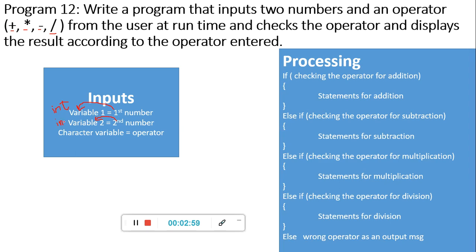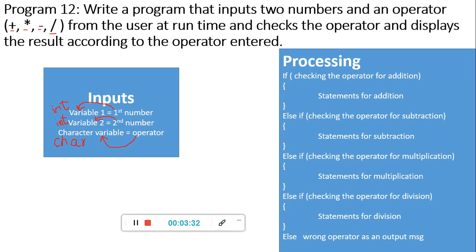And the user will enter an operator. So basically the operator is a character, so that operator will be stored in a character variable. The character variable name is up to you. Whatever name you like, you can declare it using char. Char is a reserved word. So that operator will be stored in the character variable.